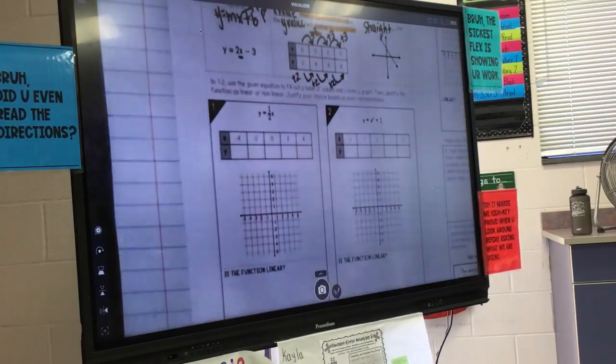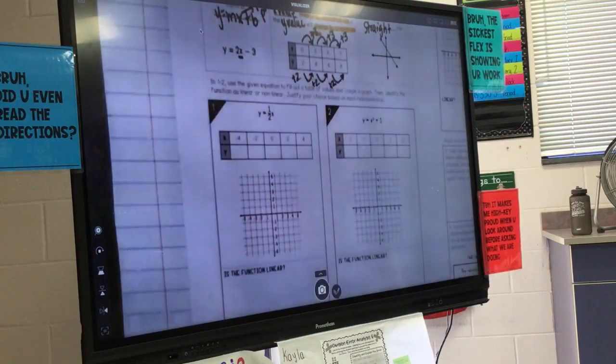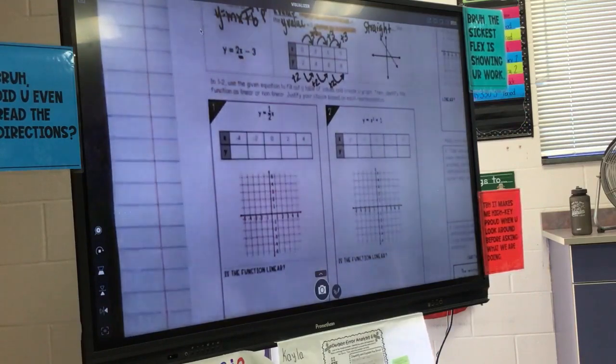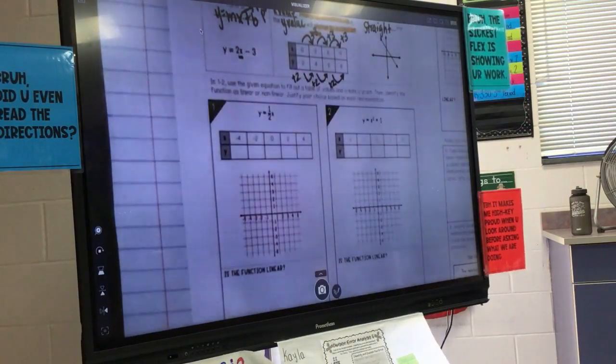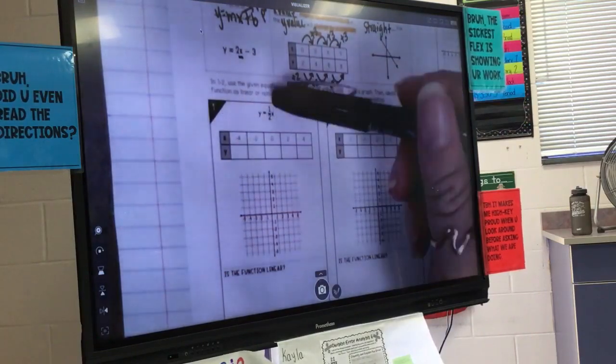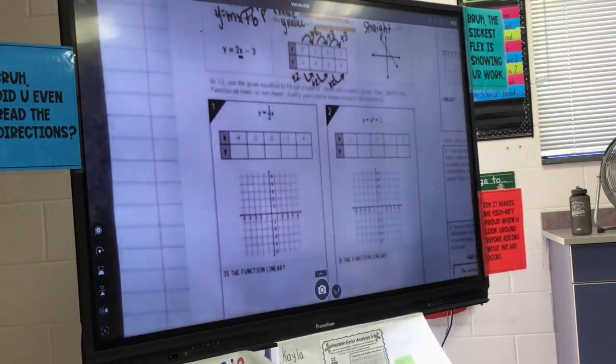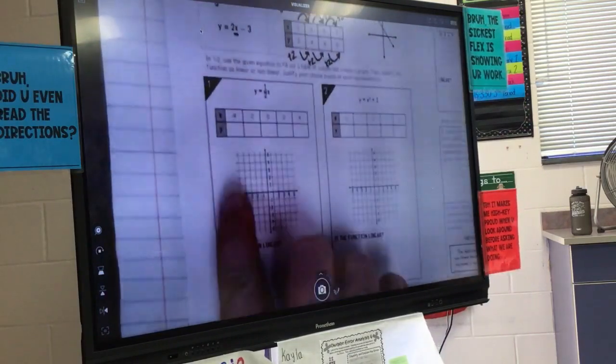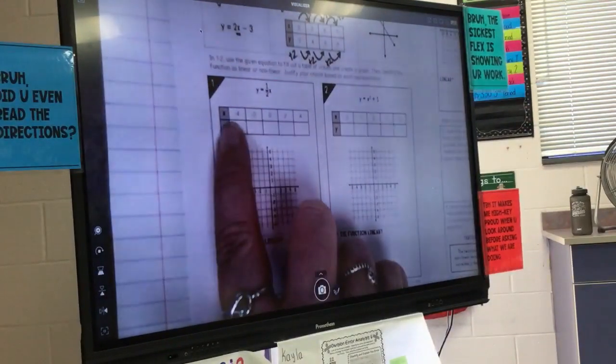All right, have a seat. Stand up if you think no. Stand up if you're not sure. That's okay, because we're not sure. We're just learning, so it's okay if you're not sure. All right, so looking at the equation, we're a little unsure. So now let's look at our graph.